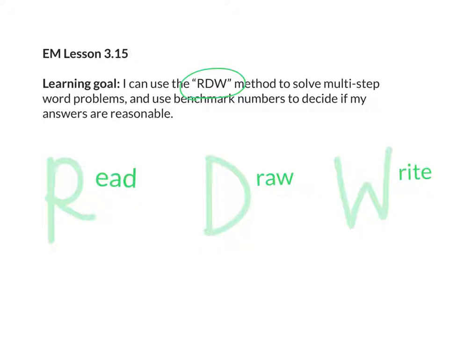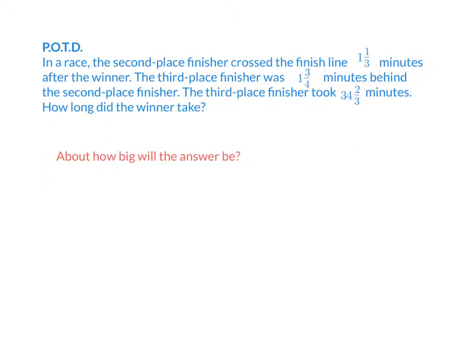So every time we have a word problem now, not just in this lesson, but every lesson we have for the rest of 5th grade, anytime you see a word problem, you have to RDW. R stands for? Read. And understand, good. D stands for? Draw. W stands for? Okay, let's try using the RDW to help us solve the problem of the day.